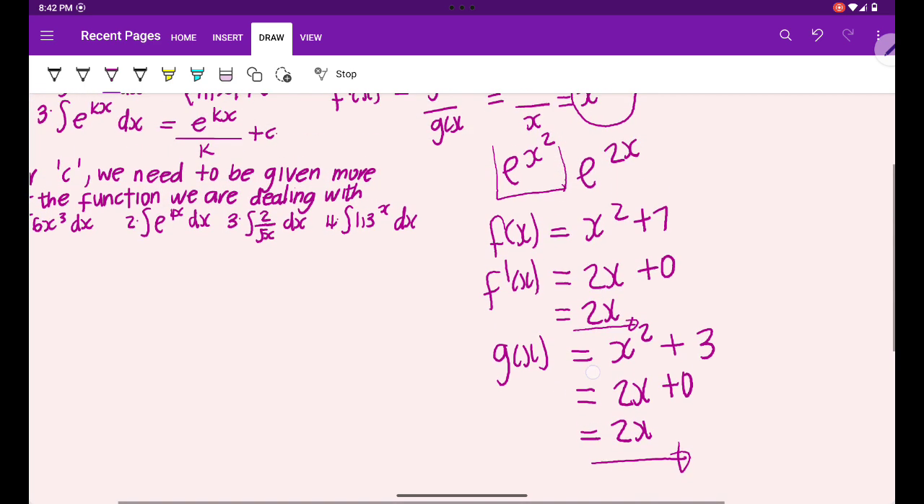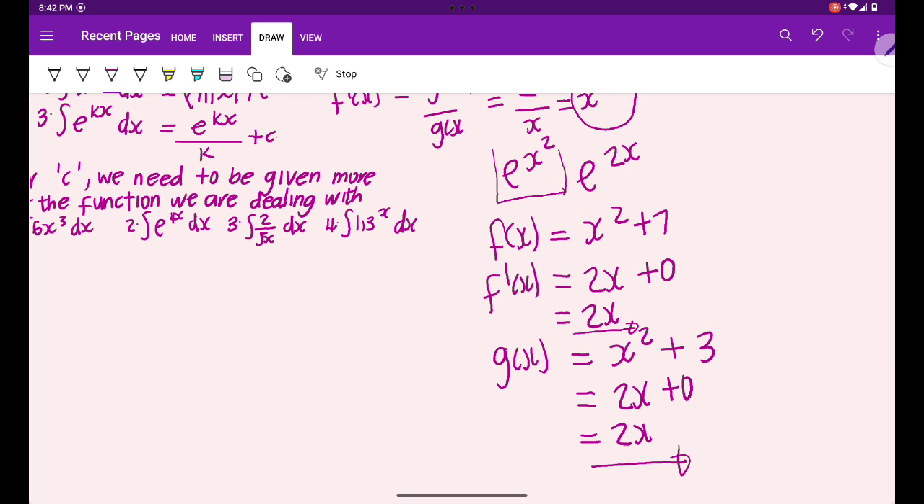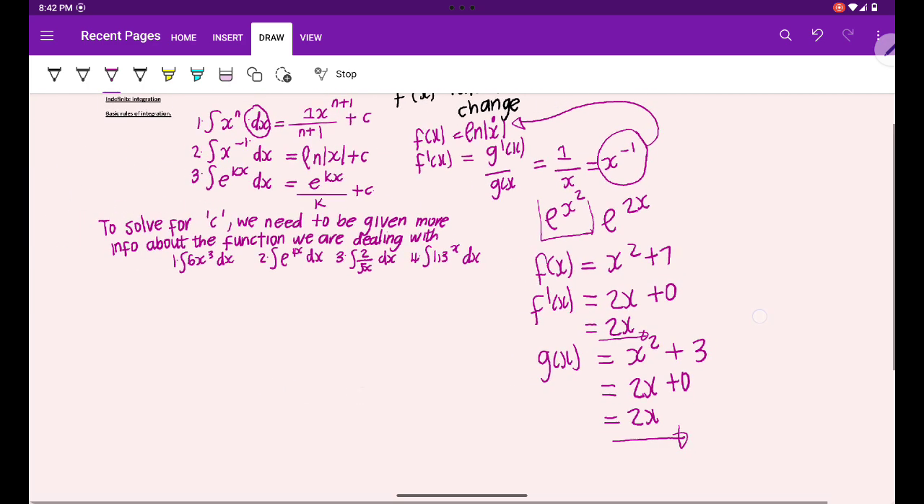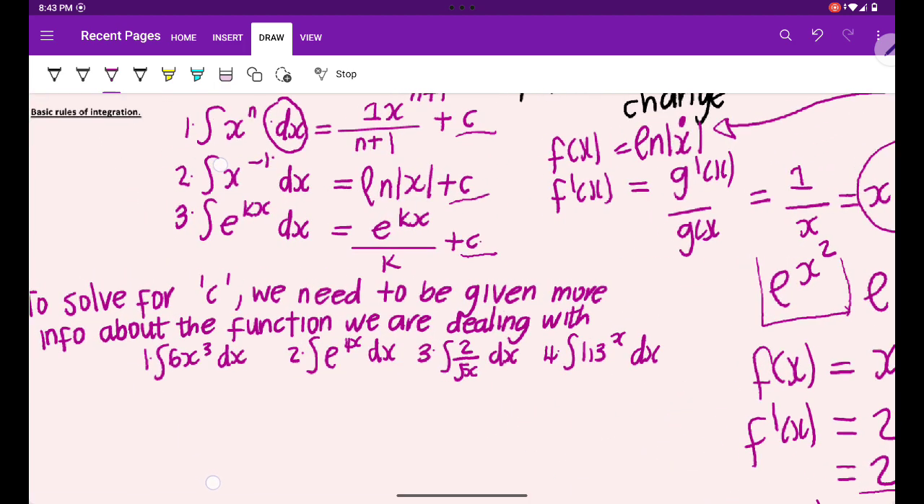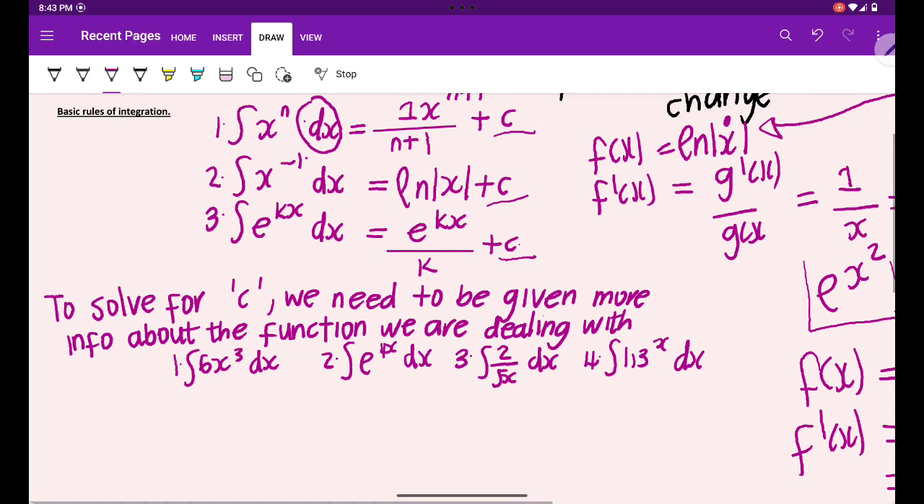So to take this into account, because what we are saying is that we are moving from g prime of x this time around to g of x. So you're moving from the derivative function to the original function. And remember that there's a constant, hence you have to add the constant, right? You don't know what the constant is going to be, so you just add c. So in order to be able to solve for what c is, we need to be given more information about the function that we are dealing with, right?